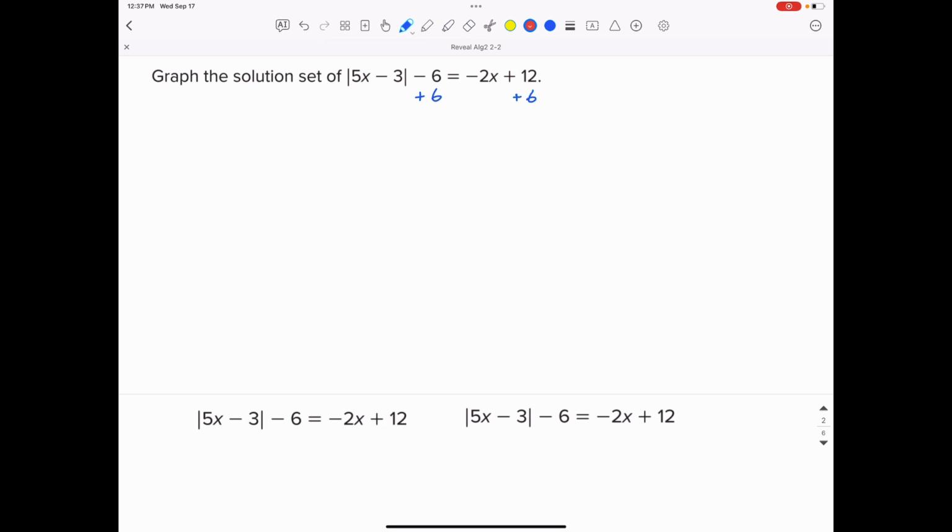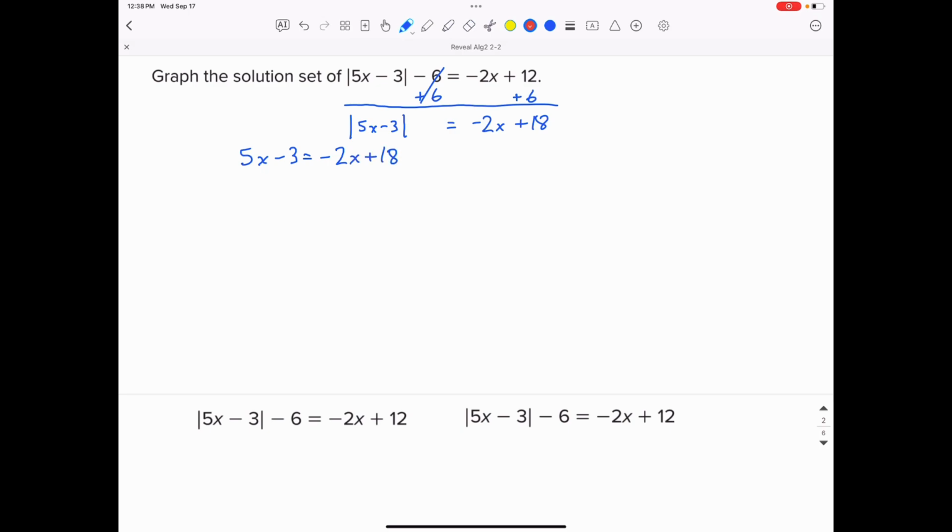So I put the 6 under the 12 because they are like terms. So the 6's cancel. That's going to give me the absolute value of 5x minus 3 equal to negative 2x plus 18. Then we check our two cases. Case number 1 is absolutely no change. It's just going to take away the absolute value bars. So 5x minus 3 will be set equal to negative 2x plus 18.